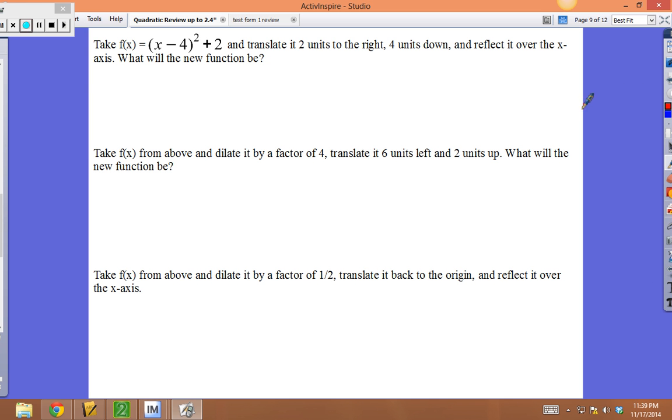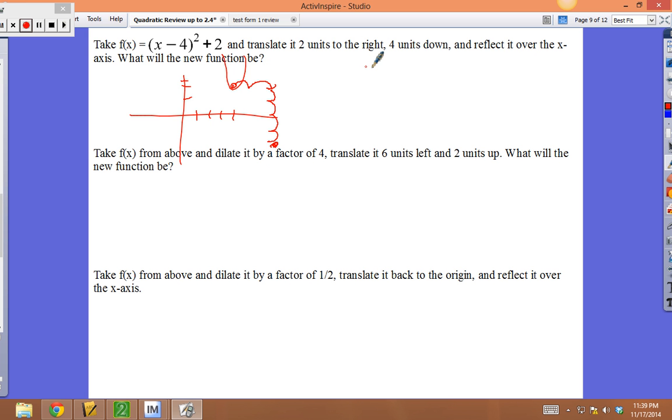Okay, you need to take the original, which is x minus 4 plus 2. Now look, if you graph that real quick, all you're doing is going to the right 4, up 2, and it looks like that. Okay, let's translate it 2 units to the right. So I want to go over 2, then 4 units down, 1, 2, 3, 4. So your vertex is going to be moved to here. And then reflected over the x-axis.